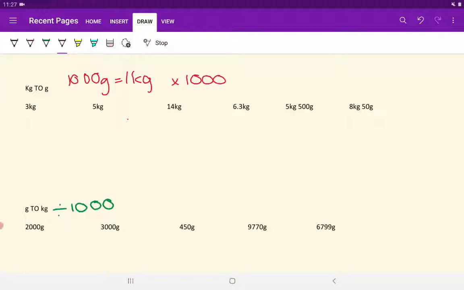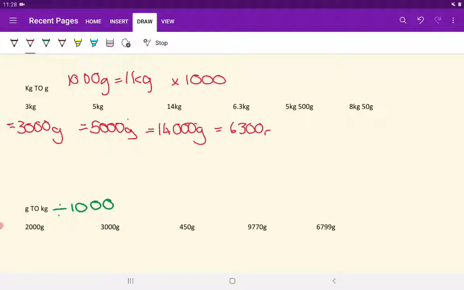Okay, so last little bit. Multiplying by 1,000 then for kilograms to grams. 3 kilograms, 3 times 1,000, 3,000 grams. And make sure you put in enough zeros. So 3,000 grams. 5 kilograms, 5 times 1,000, 5,000 grams. 14 kilograms, 14 times 1,000, so 14,000 grams. 6.3 kilograms, 6.3 times 1,000, 6,300 grams. Now, these last two, again, you've got the two options.